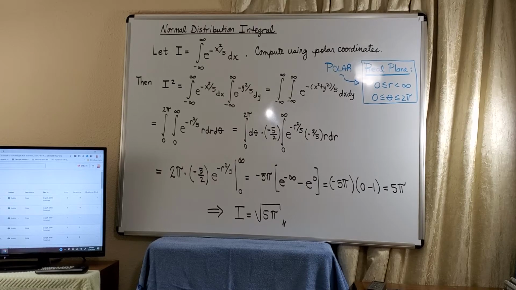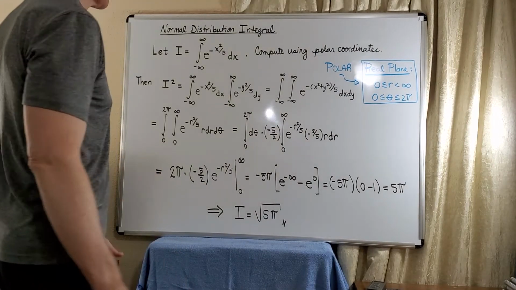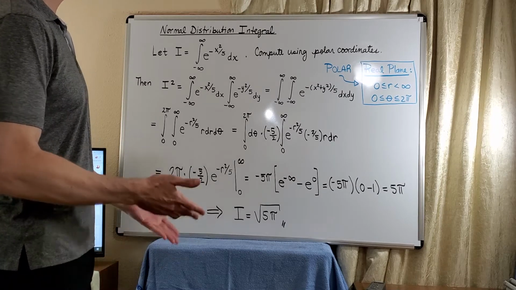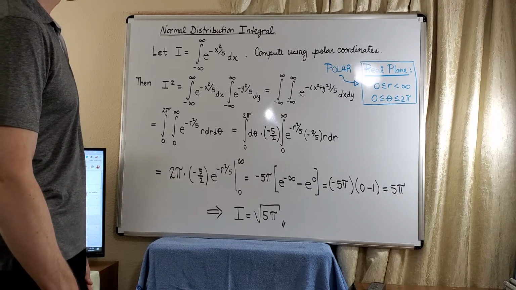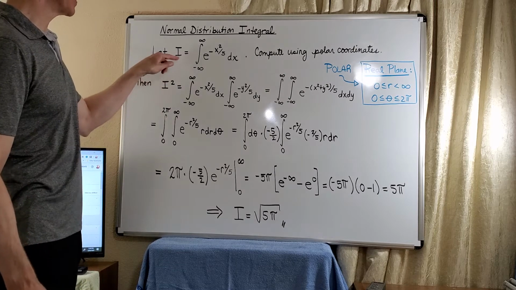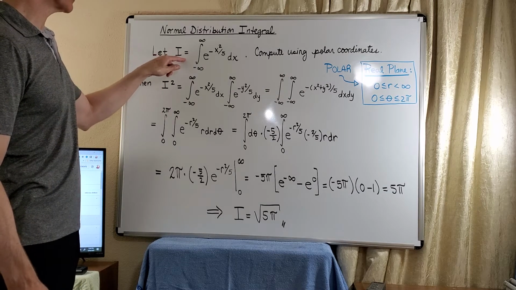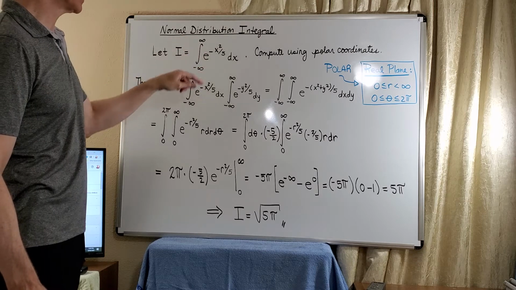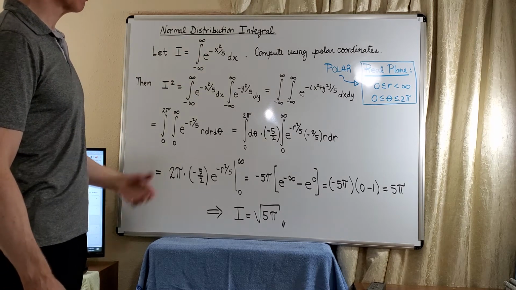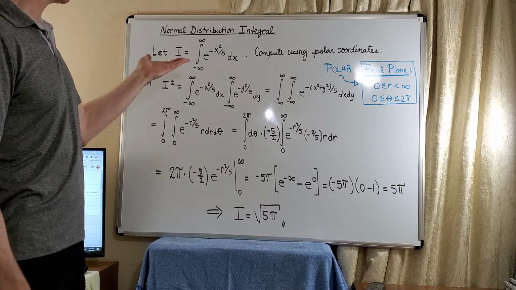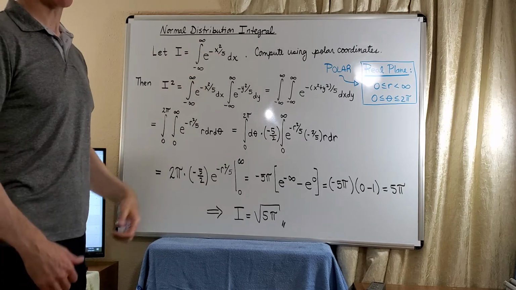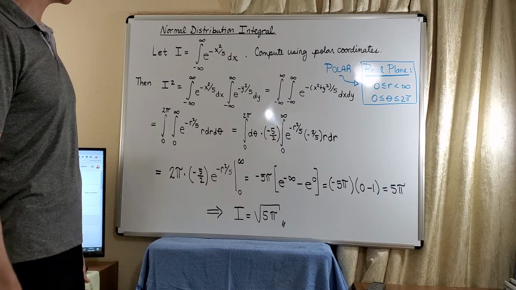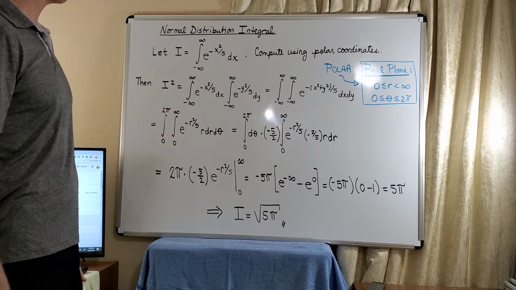Let's look at an integral from probability theory that we can actually compute using the polar coordinate transformation. So we're going to start out with this integral, I is equal to the integral from negative infinity to infinity of e to the negative x squared over 5. Now when you study this with the normal distribution, this 5 will actually be replaced with a 2. But that's okay, the technique is still the same. This is just changing it up a little.